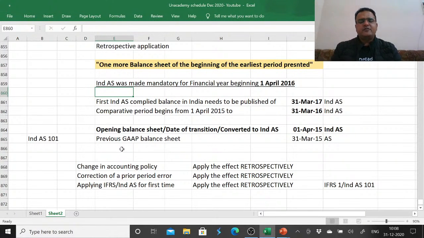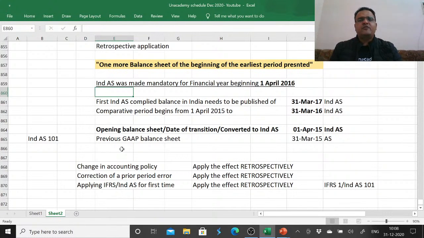Hope you understand the difference between these 3 sentences. They are the same. The date of transition in India is 1st April 2015 because that's the date when we actually convert the previous GAAP balance sheet and we come up with converted balances on 1st April 2015. The first financial year to which Ind AS was applicable was beginning from 1st April 2016.